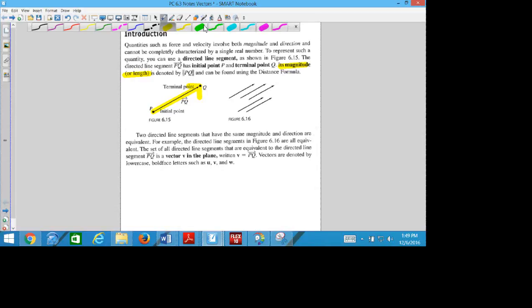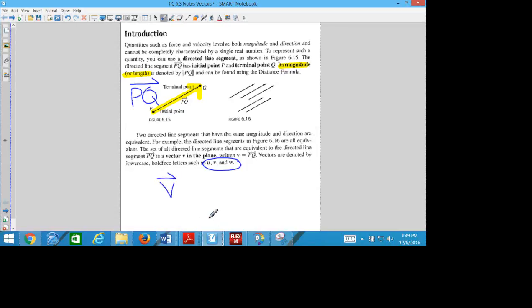You will see symbols for vectors. For example, this symbol right here is PQ, and it has kind of like a half arrow above it. That means vector PQ. You also will see vectors written with just one bold lowercase letter, like vector v. You'll see it in the notes as we're taking it.